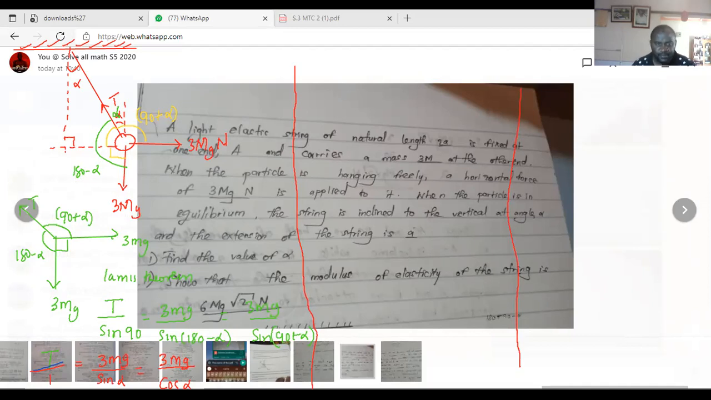Okay. Now, with that reason, I can relate the second two terms. That is 3mg cos alpha is equal to 3mg sine alpha.